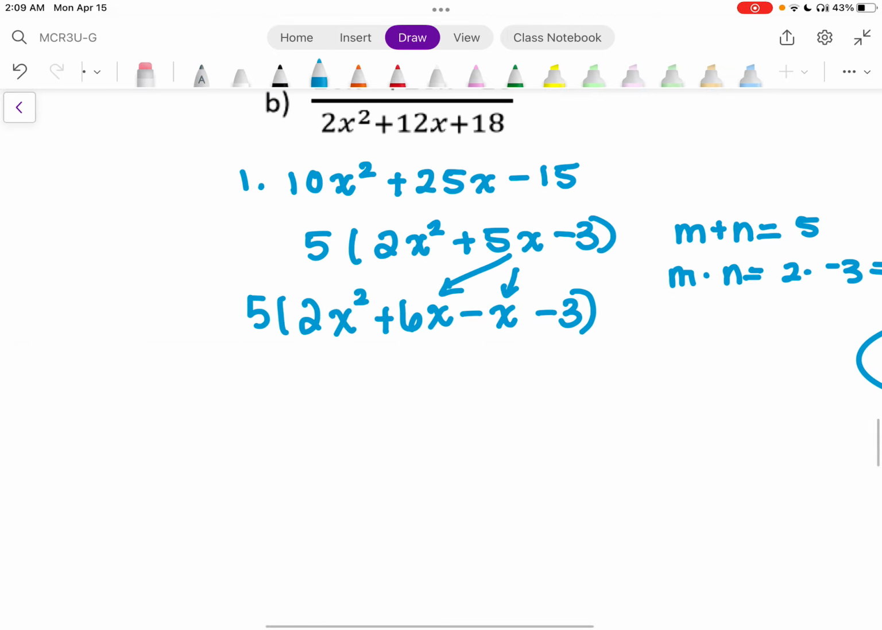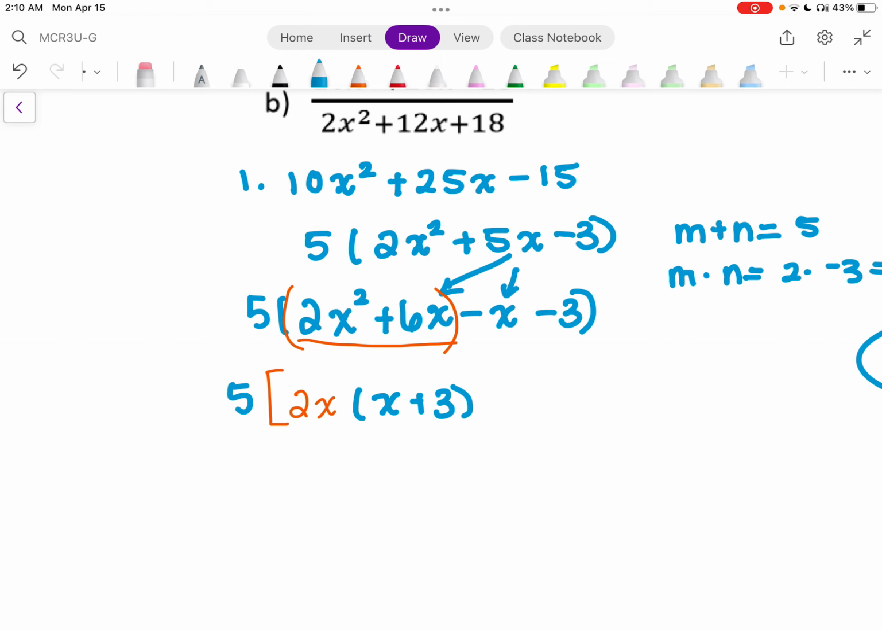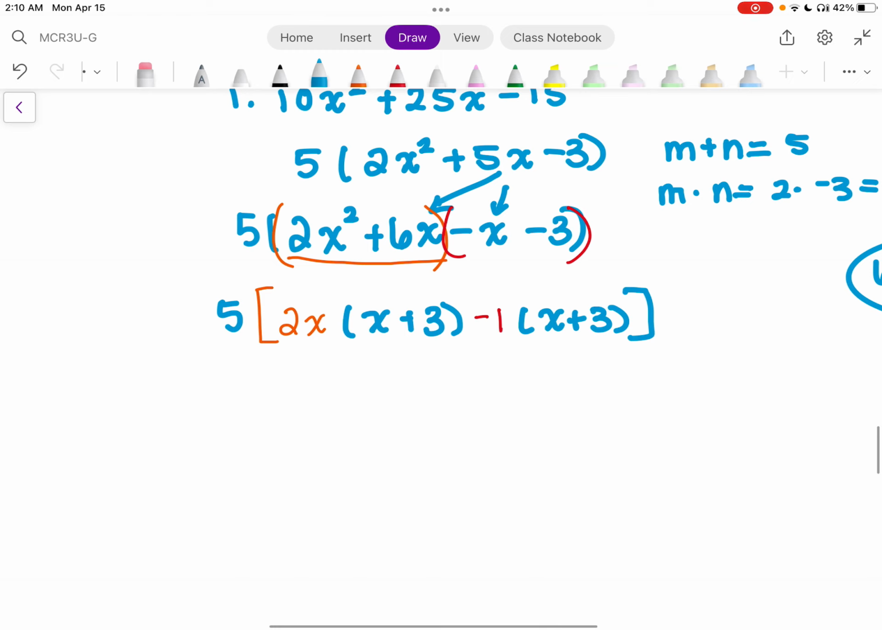Okay, so then I'm left with 5 times, and let's go ahead and factor now that we're here. What can I factor out of these two if I had a bracket around them, right? I can pull out 2x. My leftover is going to be x plus 3, right? If I go to this portion right here, I can take out a negative 1. I'm left with x plus 3, right? And now I'm left with 5 times 2x minus 1 times x plus 3, right? So I've factored my numerator.